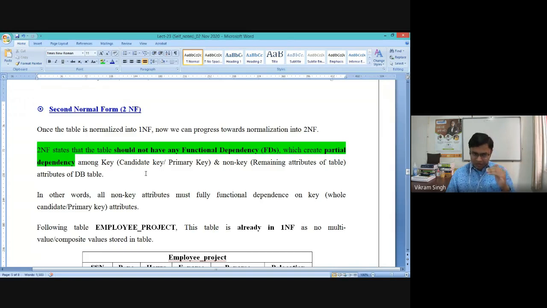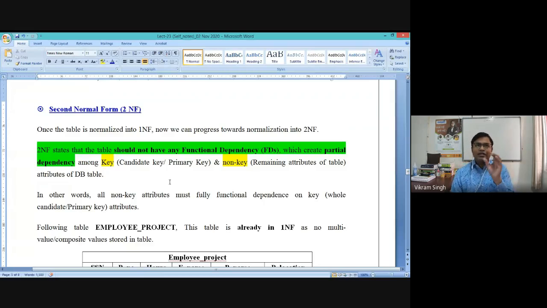So now after the first normal form, there will be the role of the candidate key. Second normal form states that a database table should not have any functional dependency which will create a partial dependency among key, meaning candidate key, and non-key. So these terms are referred to as key and non-key, or prime and non-prime. These terms are used in different books.